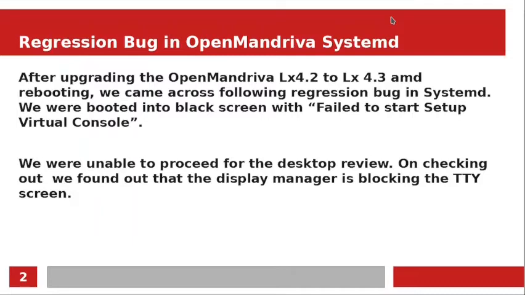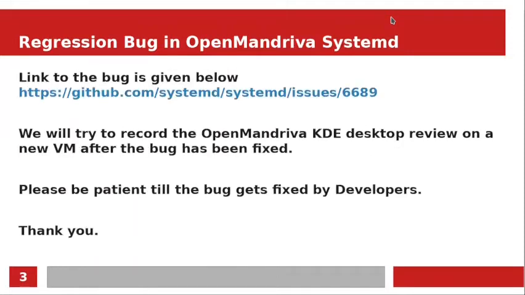So what happened is, in OpenMandriva LX 4.2 the bug was not there, but the bug has been reintroduced when we did the upgrade of the packages. So the Systemd packages got updated and brought the older bug back. We were unable to proceed with the desktop review. On checking, we found that the display manager is blocking the TTY screen.